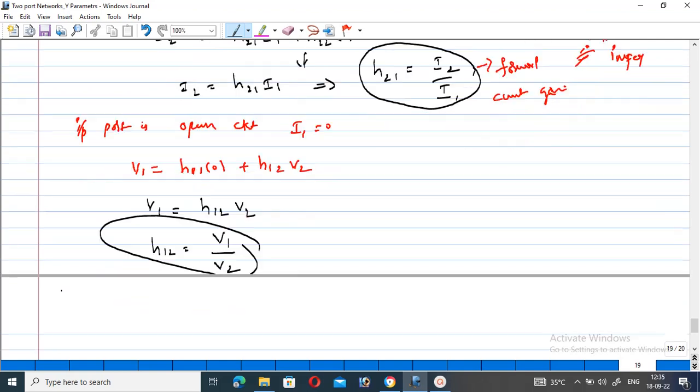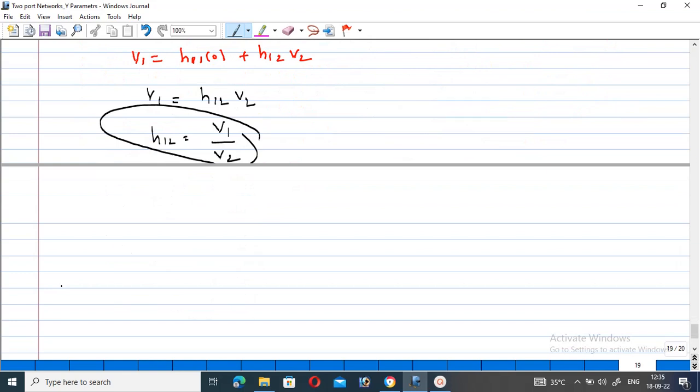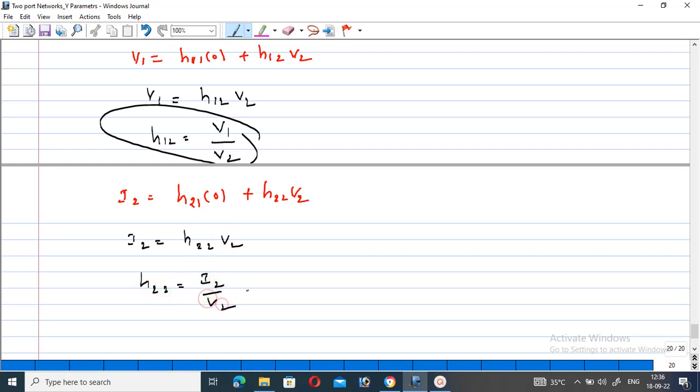Okay. Now, the second one, from the second equation, what are we getting here? I2 is equal to H21 into 0 plus H22 into V2. So from this equation, how are we going to represent it? I2 is equal to H22 into V2. So from this one, H22 is equal to I2 by V2.